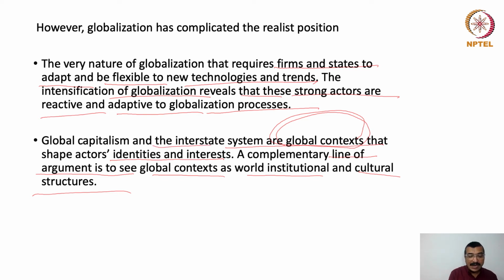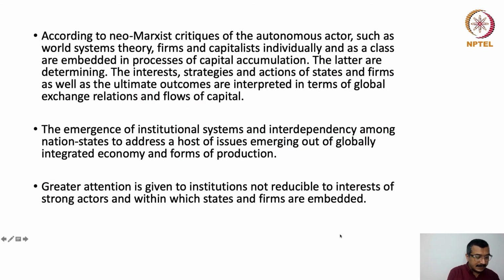So a complementary global capitalism and the interstate systems are global contexts that shape actors' identities and interests. A host of interstate systems and the trend of global capitalism is something that drives this global context, and a complementary line of argument is to see global context as world institutional and cultural structures. According to neo-Marxist critics of the autonomous actor, such as world system theory, firms and capitalists, individually and as a class, are embedded in processes of capital accumulation. So this is what we mentioned when we talked about Immanuel Wallerstein.